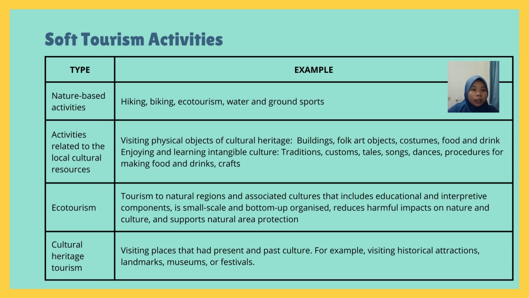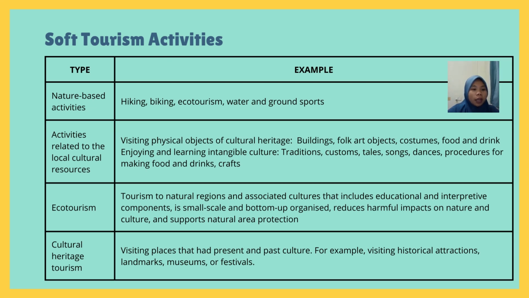For the first type, which is the nature-based activity, they can do hiking, biking, ecotourism, and ground sports. And for the next type, which is activity related to the local cultural resources, they can visit the physical objects of cultural heritage, such as buildings, folk art objects, costumes, food, and drink. And the tourists can enjoy and learn intangible cultures such as traditions, costumes, tales, songs, dances, procedures, or the making of food and drinks and crafts.